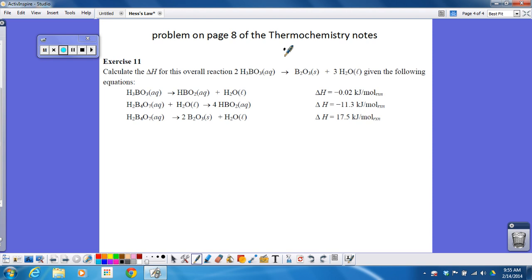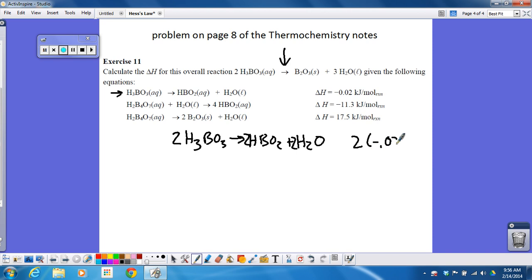So let's take a look at a Hess's Law problem. We're going to calculate the delta H for this reaction based on these 3 reactions that are given. So what you want to do is just kind of break it apart. I want H3BO3 as a reactant. This is the equation that has H3BO3 as a reactant. So I'm going to rewrite that equation as written. Now you'll notice this is 1 H3BO3, that's 2. So if I want 2, I simply multiply all the coefficients by 2, and the delta H for this reaction is also going to get multiplied by 2. So there's where my H3BO3 is going to come from as a reactant.